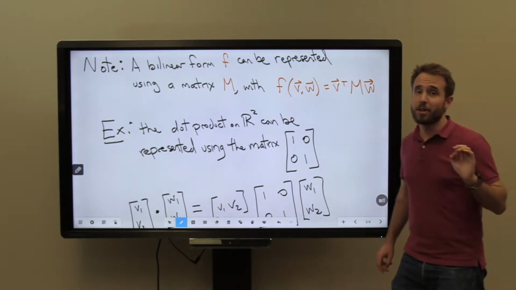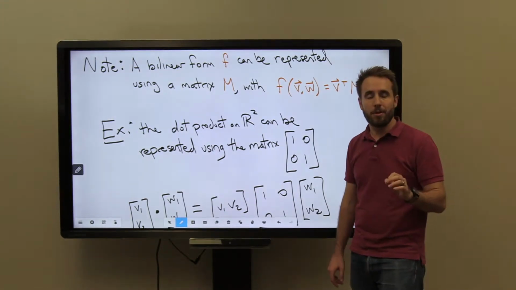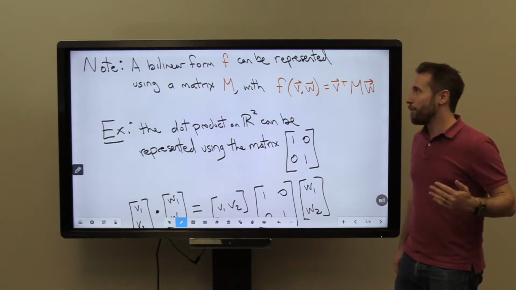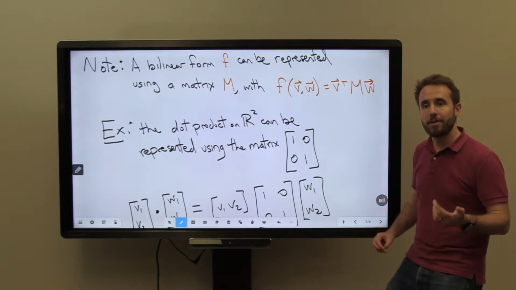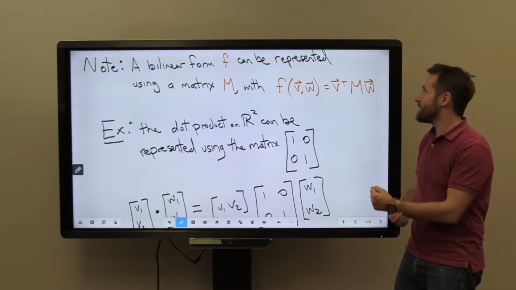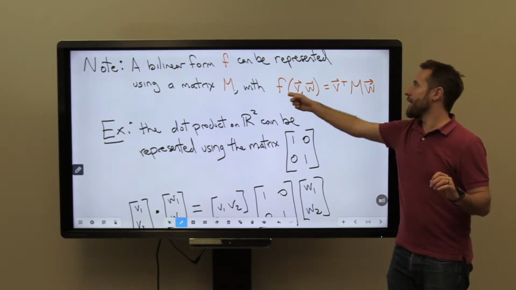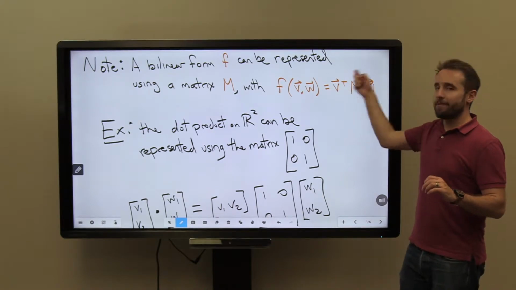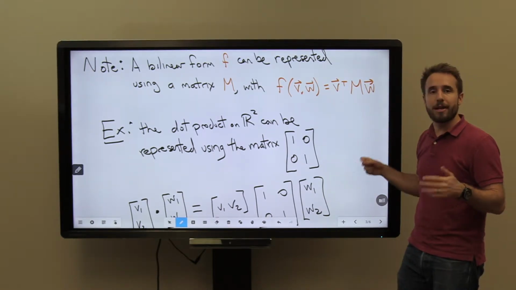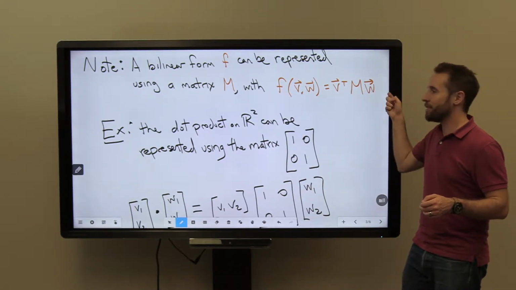Okay, now there's a really important thing to note here, which is that a bilinear form can often be represented using a matrix if we are working in a nice space like Rn, in which we have a nice basis. So what I mean by that is that if I have two vectors v and w, then I can compute f of v, w by finding an appropriate matrix M that represents the function and then doing the computation of v transpose times M times w.